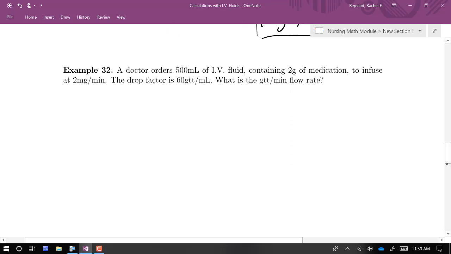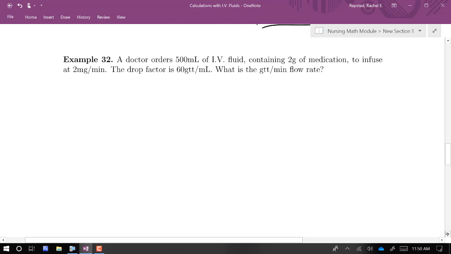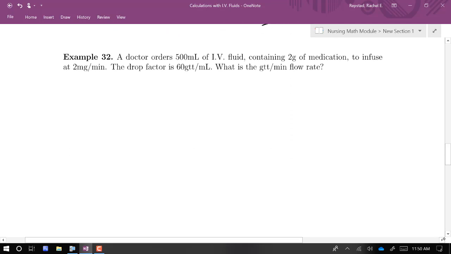Let's do another one. A doctor orders 500 milliliters of IV fluid containing 2 grams of medication to infuse at 2 milligrams per minute. They gave us the drop factor, 60 drops per milliliter, and we want to know the drop per minute flow rate. So there's a lot going on here. There are sort of 2 parts to the doctor's order. We have the 2 grams of medication in 500 milliliters of fluid, and then it's supposed to infuse at 2 milligrams per minute, and we want the drop per minute flow rate.